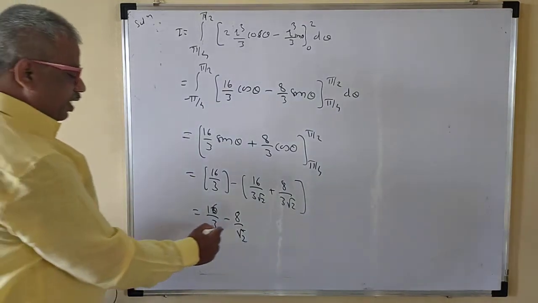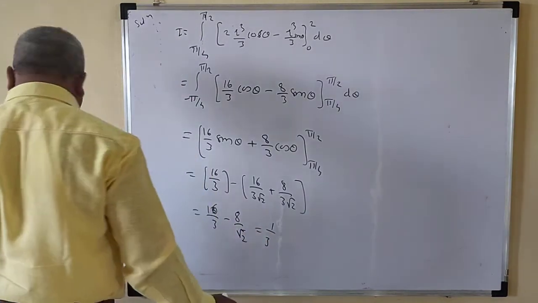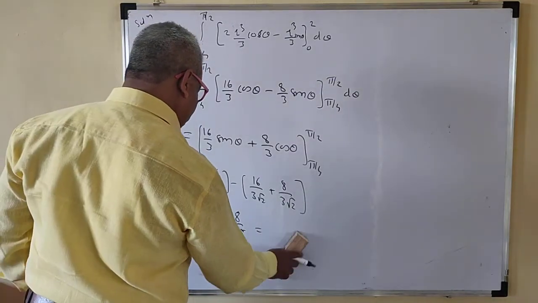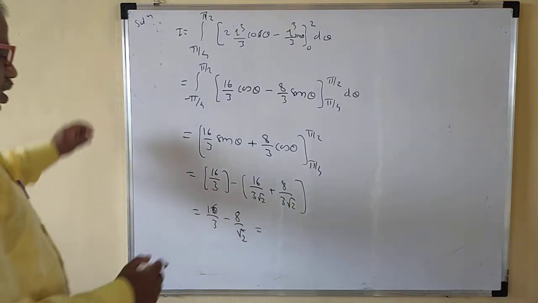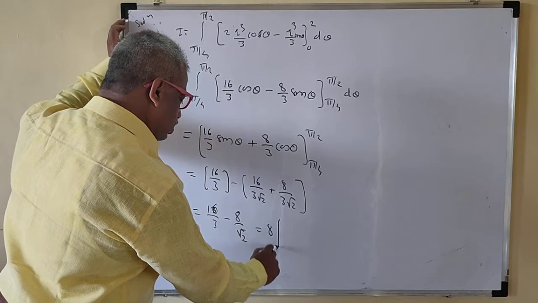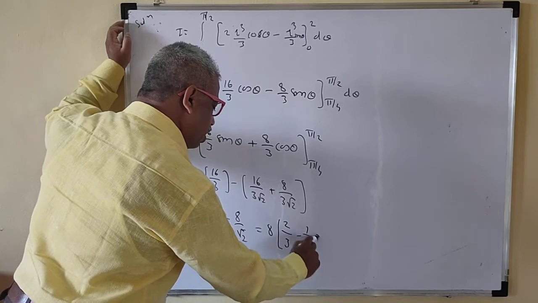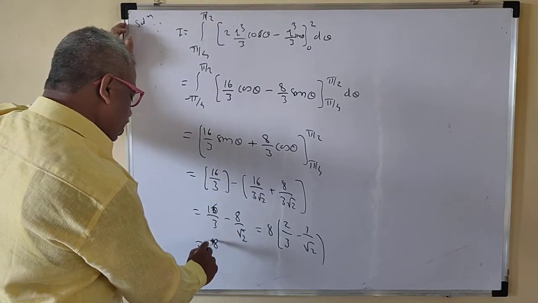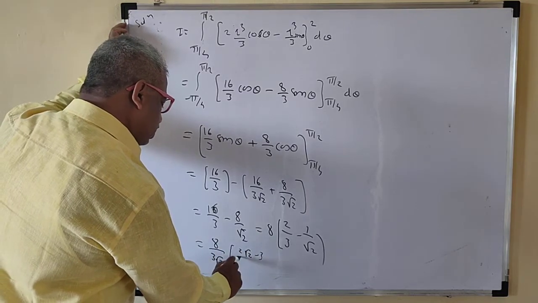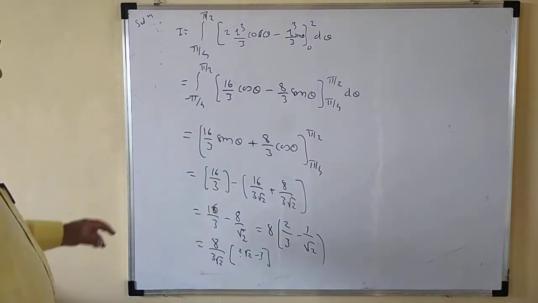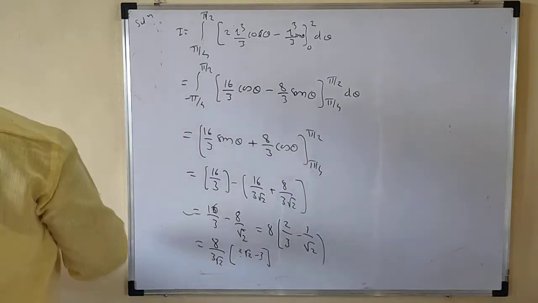So you may simplify this. If you want to simplify, you can take 8 common, so this is 2 by 3 minus 1 by root 2, and then you can cross multiply. Then you will get 2 root 2 minus 3. No need to simplify actually. Just keep it as it is: 16 by 3 minus 8 by root 2. Keep this as it is.